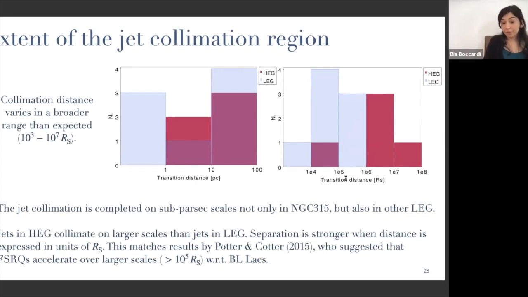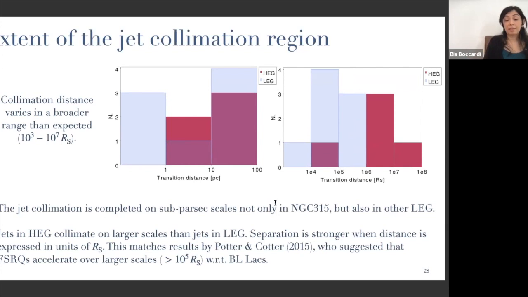Of course, the numbers are still small and we don't have much statistics, but this is a first indication for a possible different behavior. And we will use our new data, which include many more HERG and LERG sources, to enlarge this sample and actually test whether this is true.